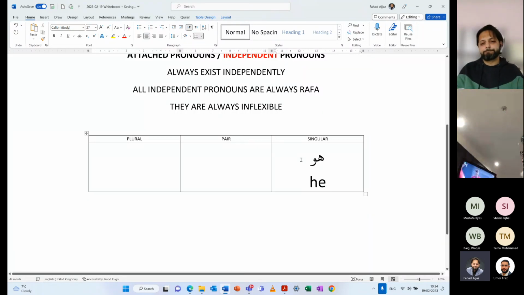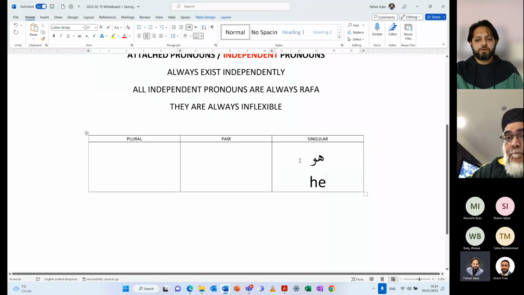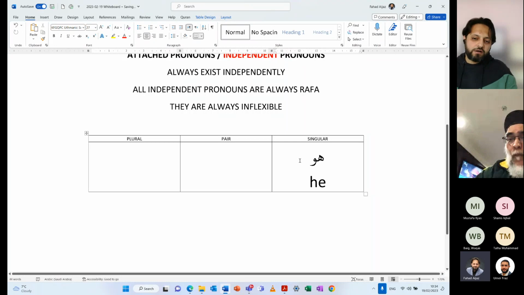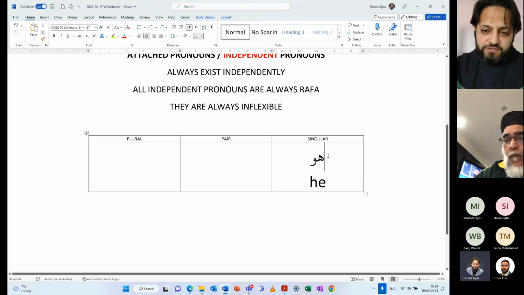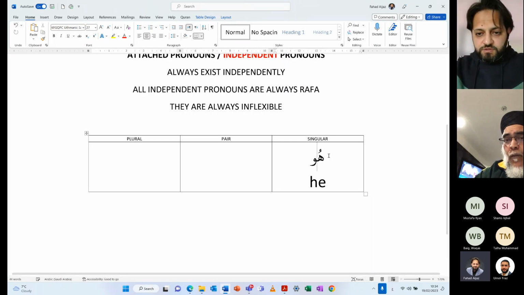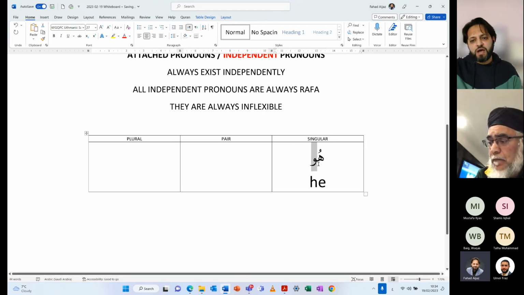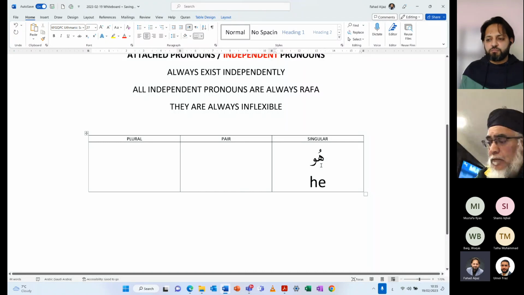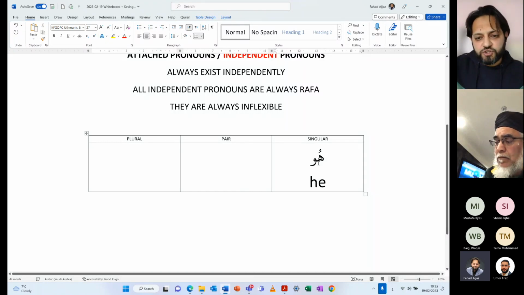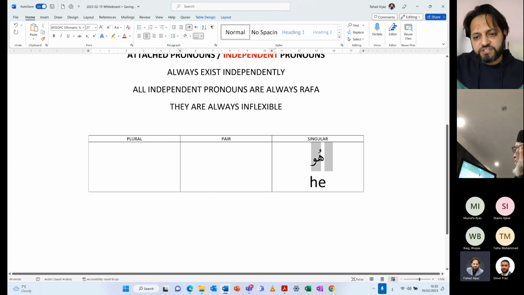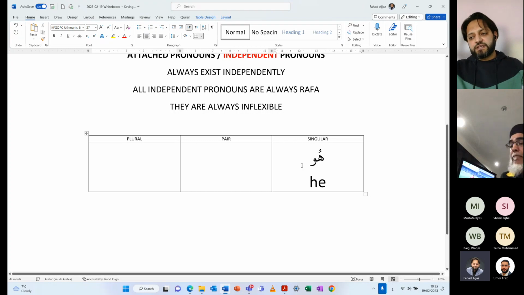He. Okay. Now hua will always look like this. Something like this, right? Hua. Now, this pronoun itself has no ending sound and no ending combination of the sort. Whenever you see hua like this, you know it's a pronoun. It's an independent pronoun. It is inflexible and it is rafa.